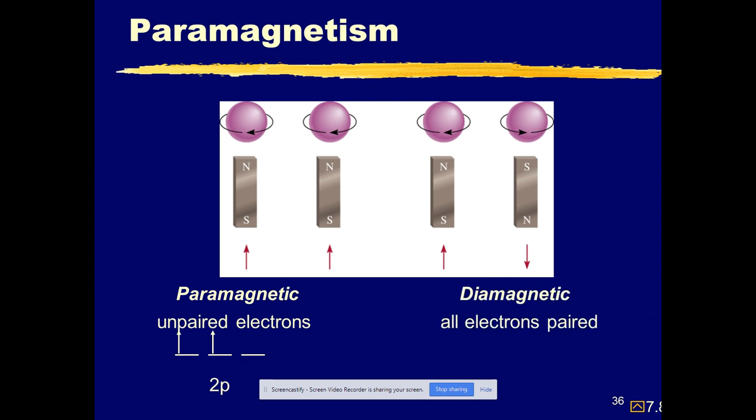The opposite of paramagnetic is diamagnetic, right? These things do not interact with a magnetic field because all of the magnetic fields that are created by the spinning electrons are canceled by the electrons that are spinning in the opposite direction.